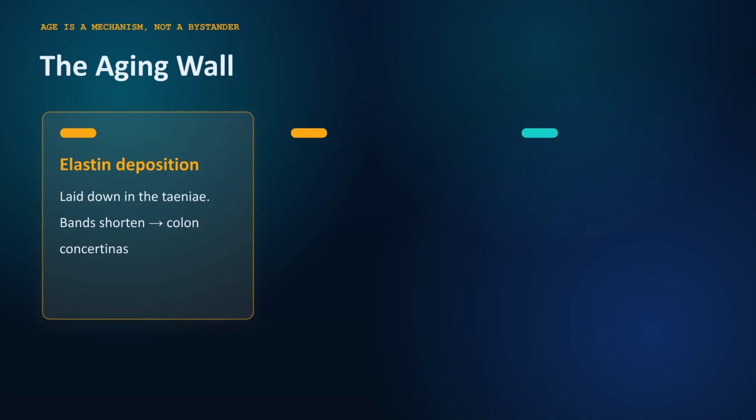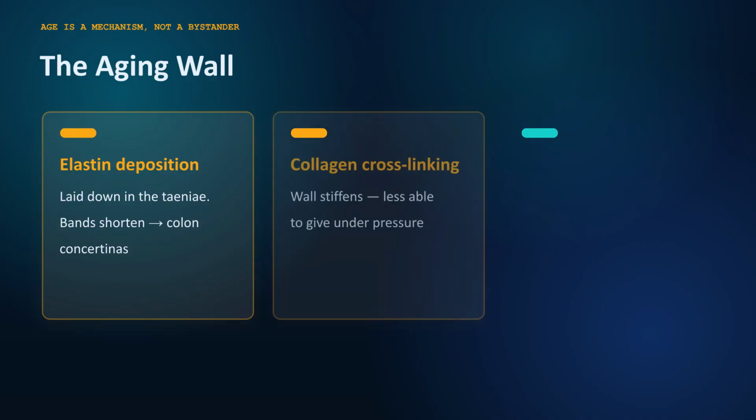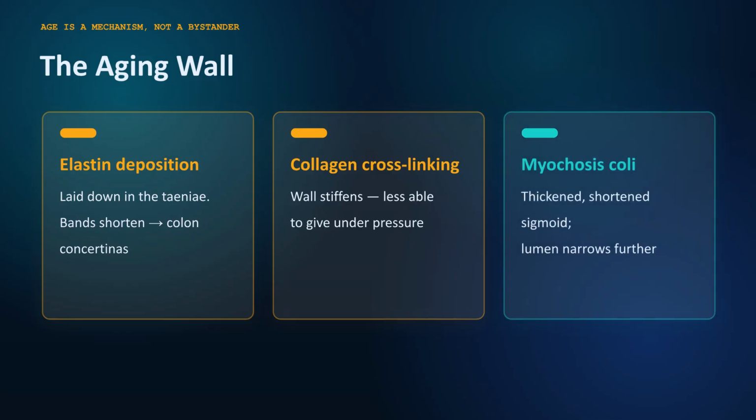Elastin is deposited in the tinea coli. The bands shorten, and the colon concertinas like a folded accordion, which crowds the folds together and narrows the lumen even further. Collagen cross-linking increases as well, so the wall becomes stiffer and less able to give under load. Pathologists call that thickened, shortened sigmoid myochosis coli.